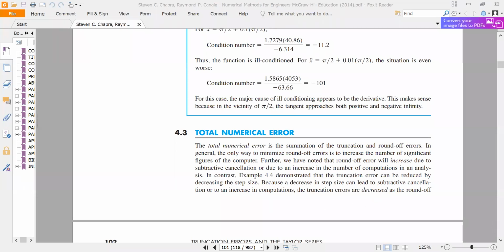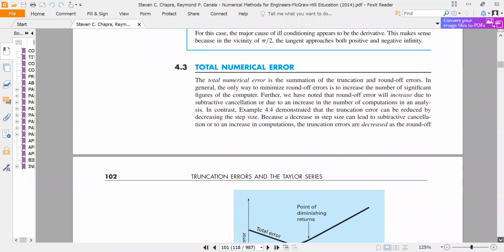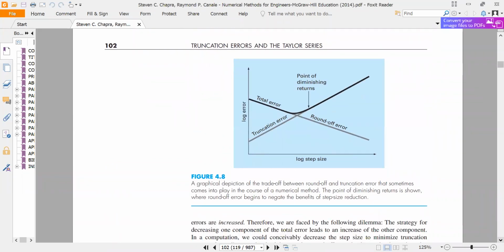Okay, then we have our two types of error. The total error will have this nature. Can you see this figure? Yes, sir.